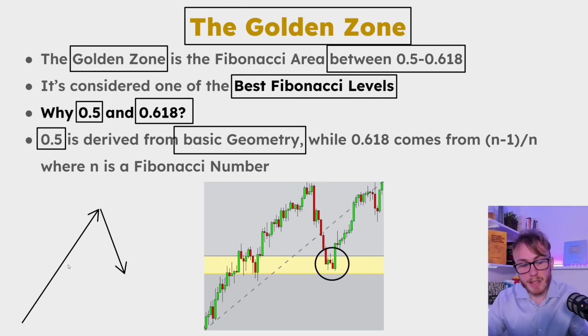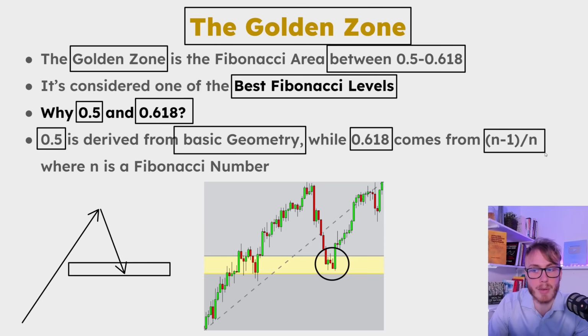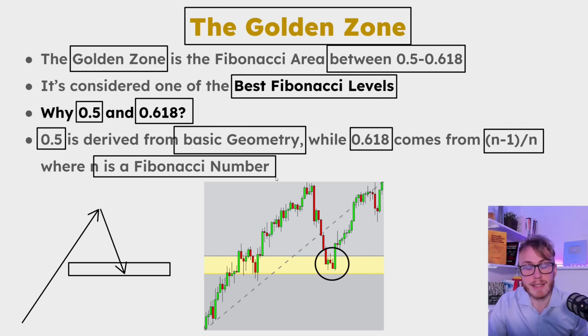And the implication of this is that many times the price will reverse around this 0.5 level. But what about the 0.618 number? Well, earlier in this course, we have already been talking a bit about this, but the 0.618 basically comes from, this is just a fancy mathematical expression. It's n minus 1 divided by n, where n is a Fibonacci number.